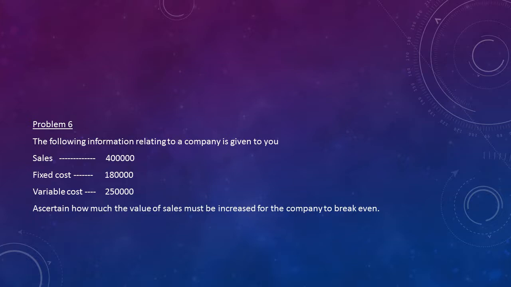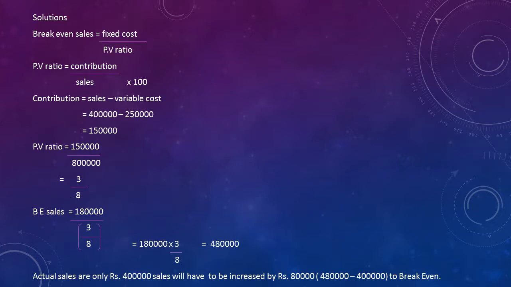I am just skipping this problem because it is very easy to calculate break-even sales. The equation is fixed cost divided by PV ratio, and you know how to calculate PV ratio. PV ratio can be calculated by contribution divided by sales, and for calculating contribution, sales and variable cost are given. So it is very easy to calculate PV ratio, and fixed cost is given in the question itself. So I am not spending too much time on this particular problem. We can just directly move to the second one.